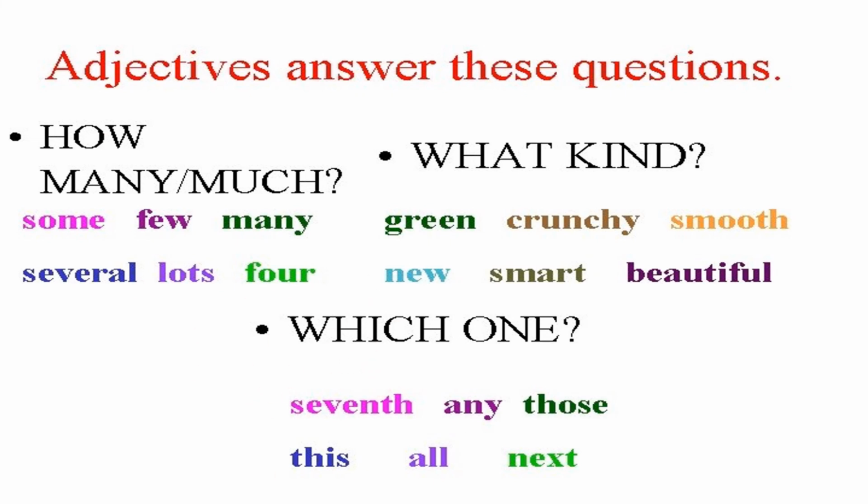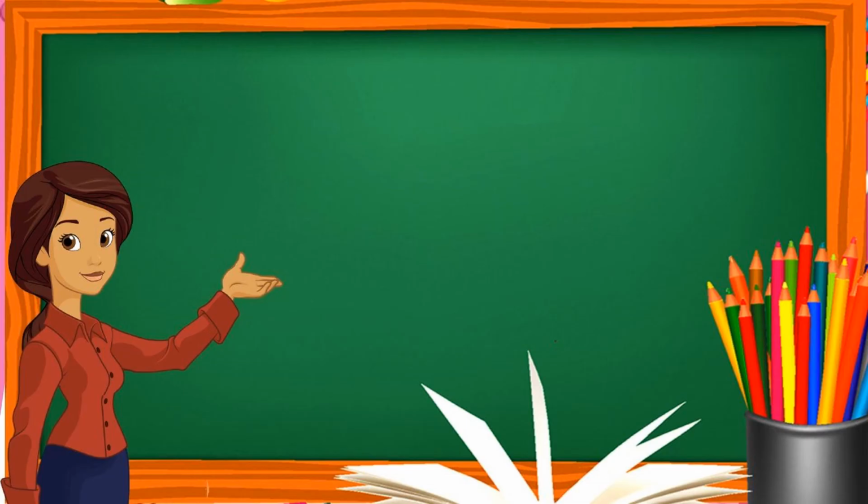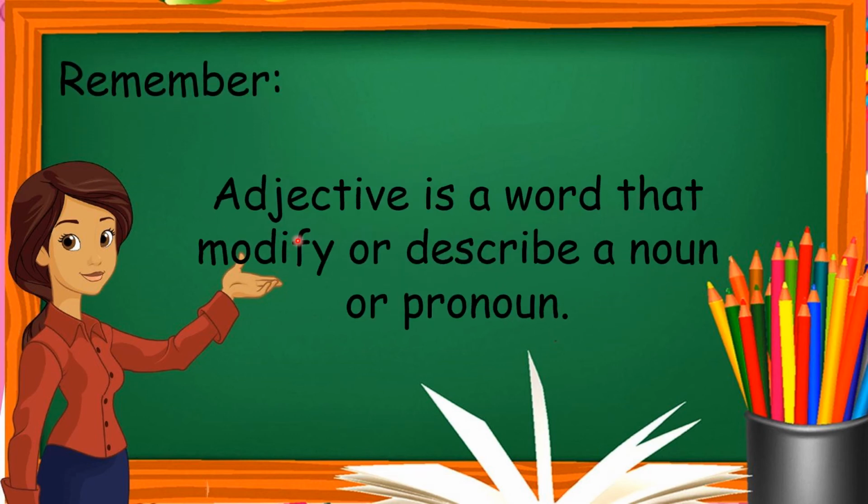Okay, next one. Now, let's all remember that an adjective is a word that modifies or describes a noun or pronoun. Everybody, read it again. Adjective is a word that modifies or describes a noun or pronoun. Read it again, everybody. Adjective is a word that modifies or describes a noun or pronoun. Very good.